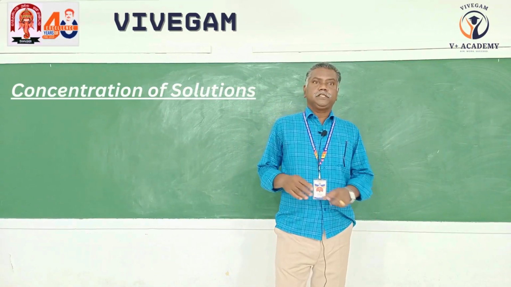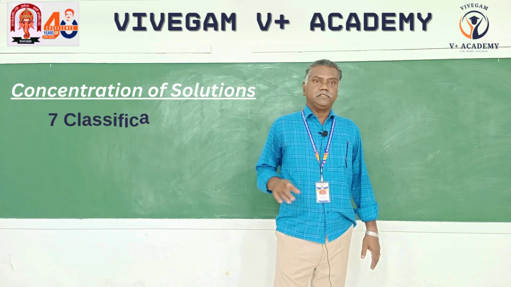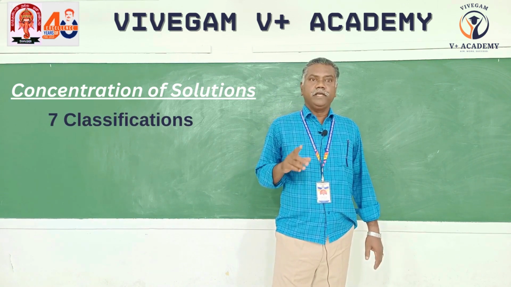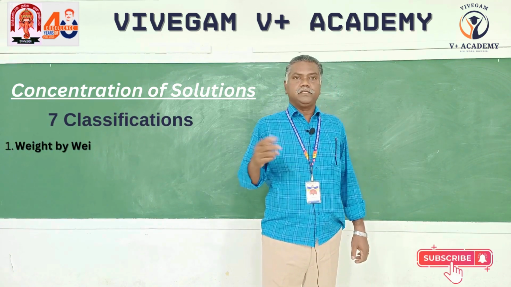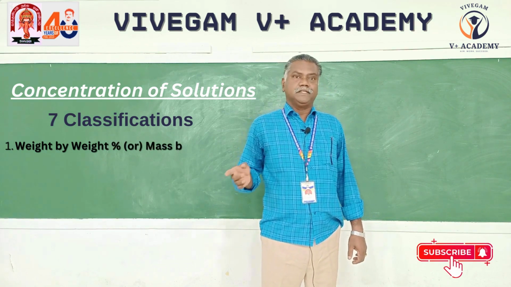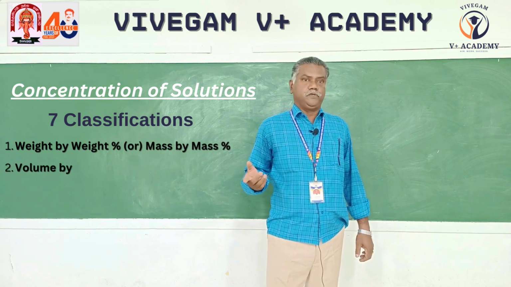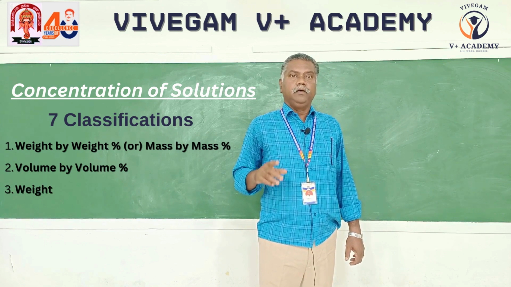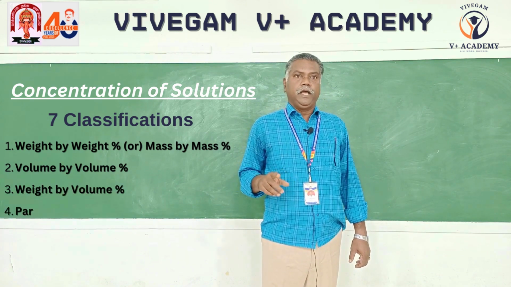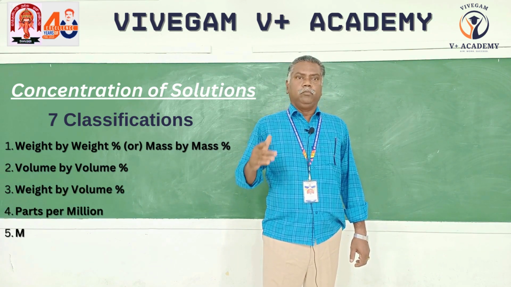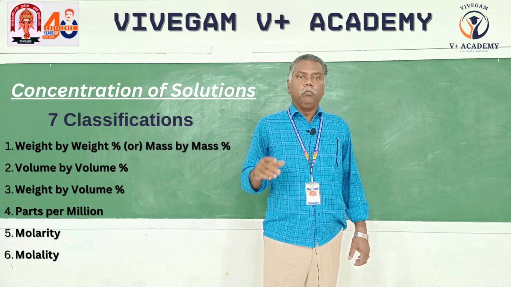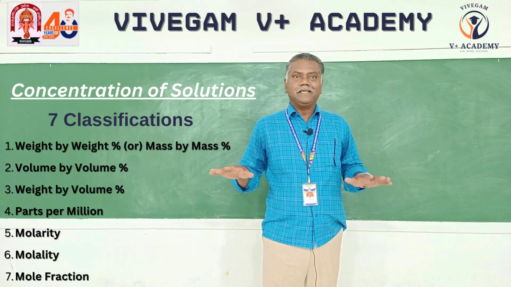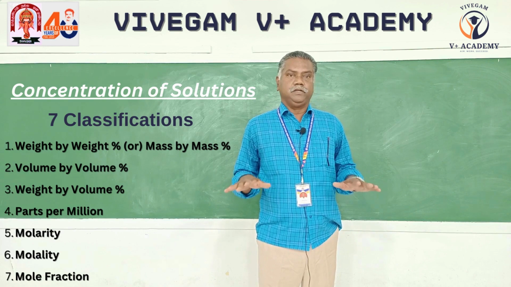So in the concentration of the solution, there are 7 classifications. The first one is the weight by weight percentage, or we can say mass by mass percentage. The second one is the volume by volume percentage. Third one is the weight by volume percentage, and parts per million, molarity, molality, mole fractions. These are all the basic classifications in the concentration of the solution.